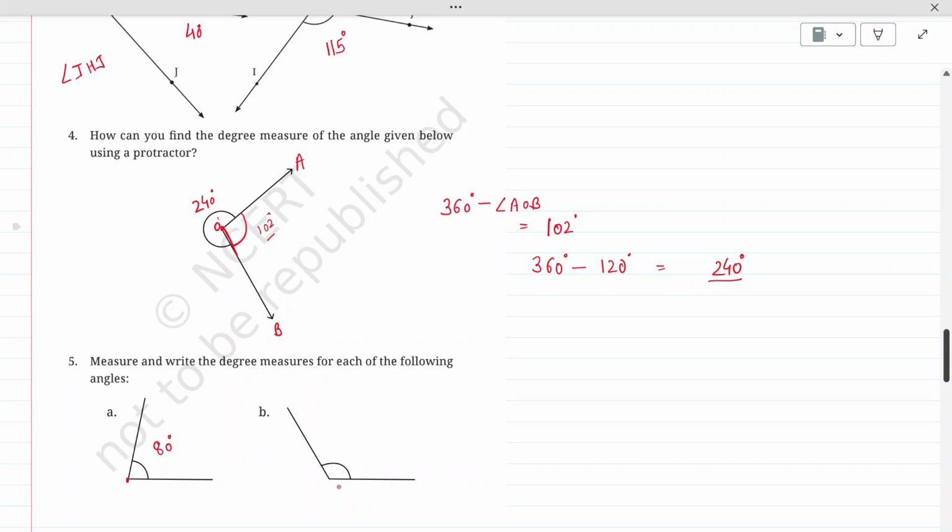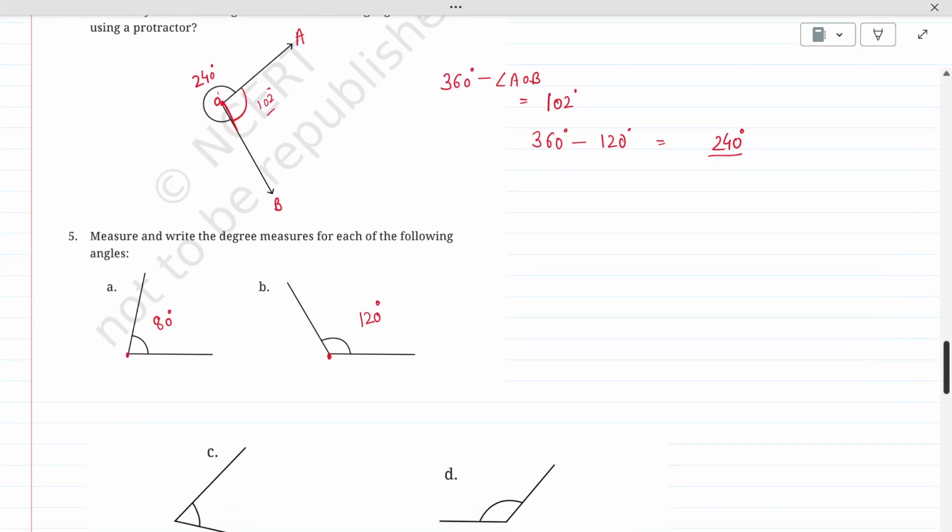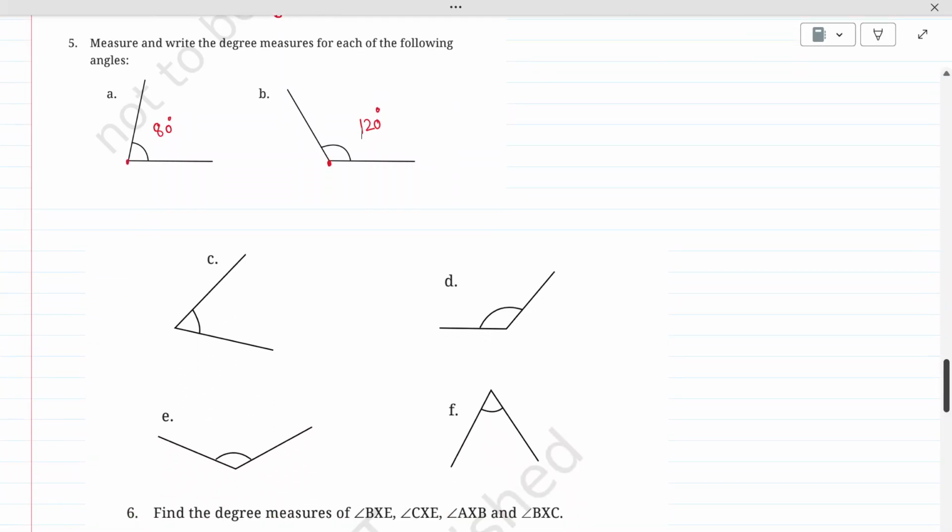Okay, this was obtuse. Again, here center of the protractor in line with this arm, and we can measure the other arm where it is lying. This will come around 120 degrees. Okay, so I think this is the last question of this exercise. No, we have more parts to it. Okay, let's do this. Next is C part.